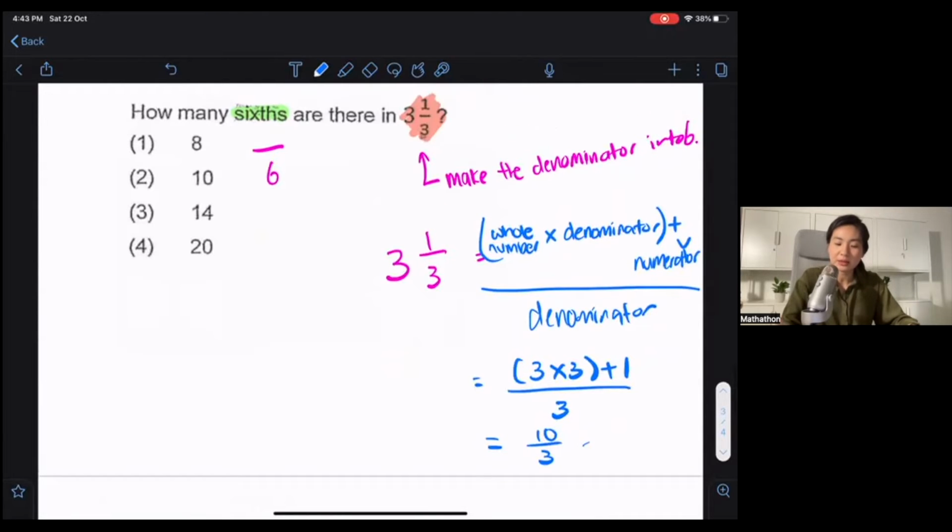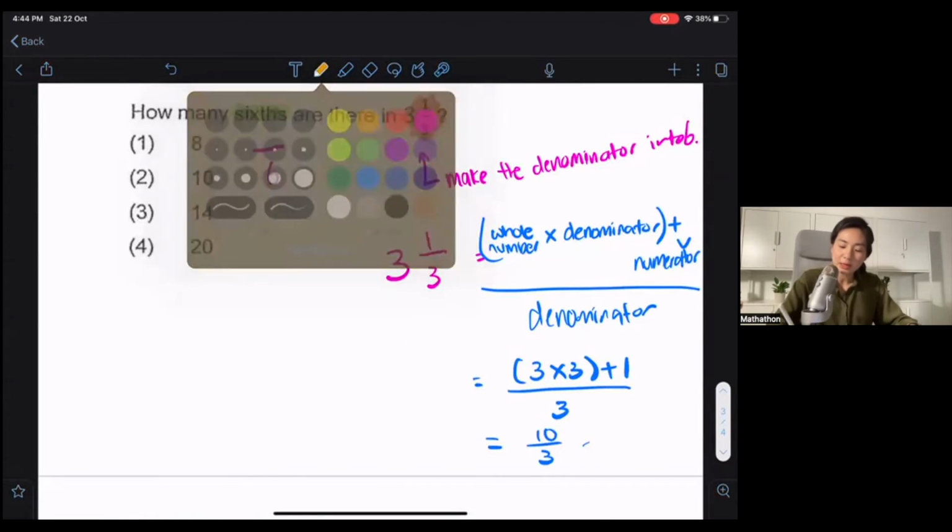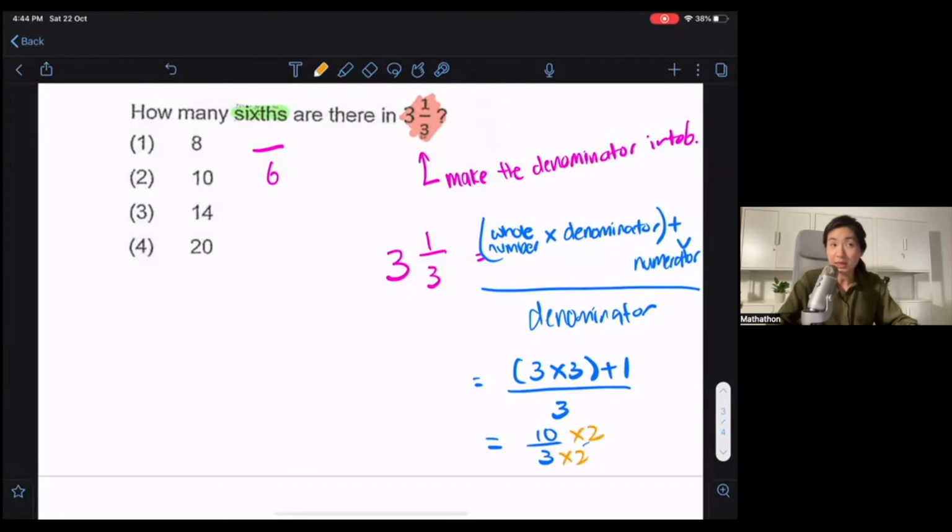Like I said earlier, for this kind of question, whatever they are looking for, in this case, they're looking for 6ths, make the denominator into 6. So currently it's 3, right? I'm going to make it into 6. So how do I make it into 6? Multiply top and bottom by 2 to make the denominator 6. 10 times 2, I get 20. And now, done. I've solved the question.